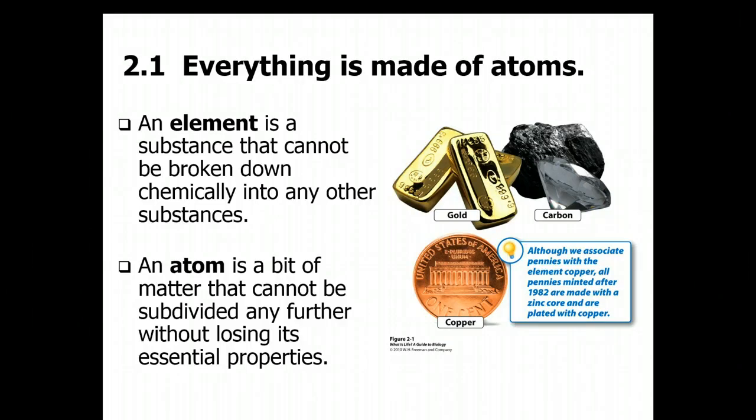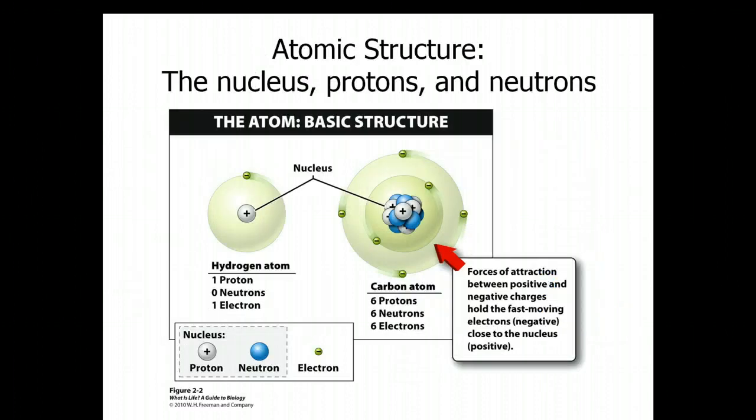An element itself is a substance that cannot be broken down chemically into anything else, so it's a fundamental basic concept, I guess, as far as what the whole matter of the universe is made of. So gold, carbon, copper, all of these things are elements, and they are chemically unique, and at the atomic level they have properties that don't change. Thank God for that. So an atom is a bit of matter that cannot be subdivided into anything else without losing its essential properties. So let's examine just the atomic structure.